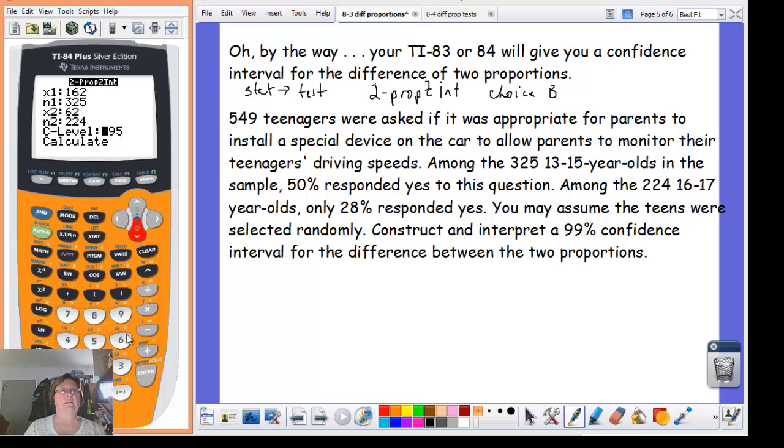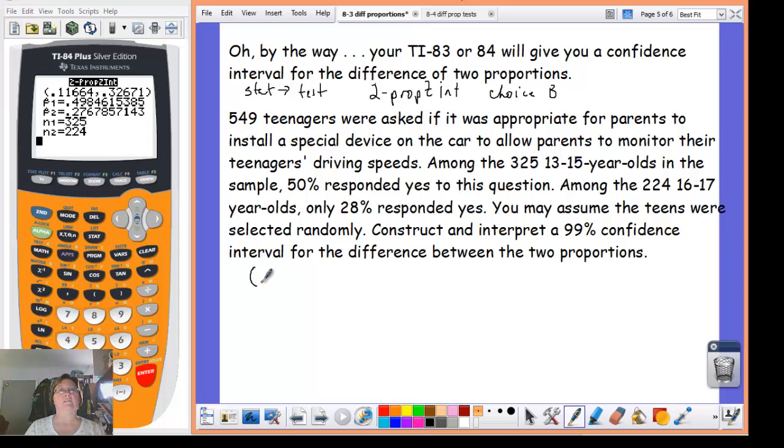We are asked to do this at the 99% level, so I'm going to change to 0.99 and go ahead and calculate my interval. Shows up right there at the top, which is great. That interval is 0.11664 on the low end to 0.32671 on the high end. Notice it gives us a value for p hat and q hat right around 50%, right around 28%, so we're safe there. Our job now that we have the interval is to interpret it, and we have all positive numbers, so you know exactly what's going to happen here.